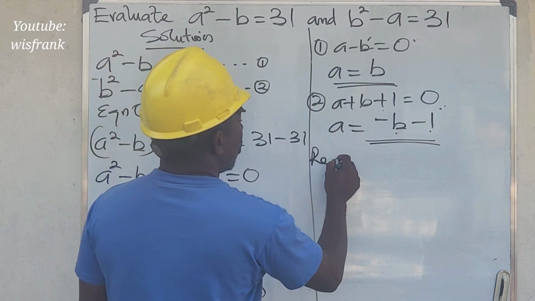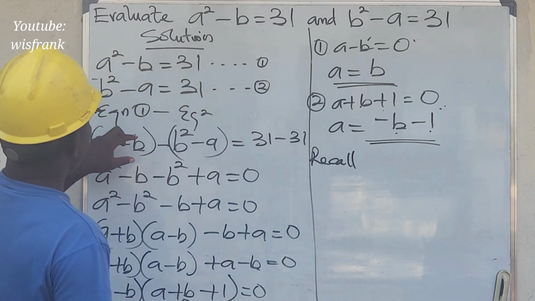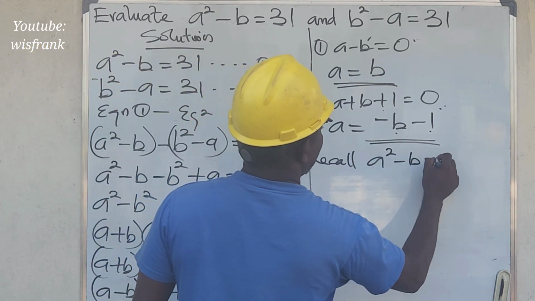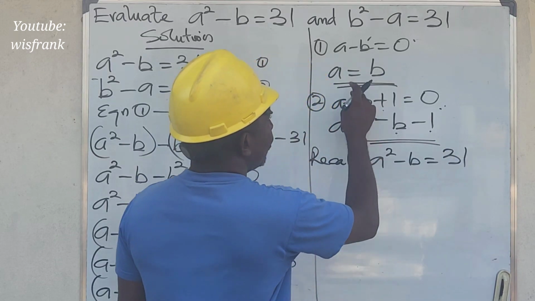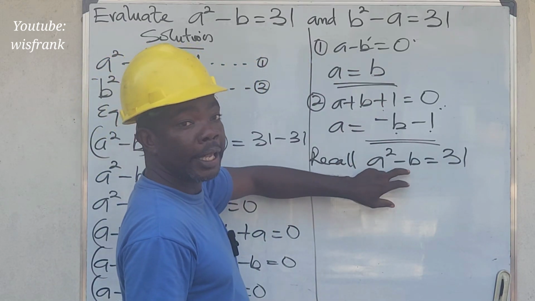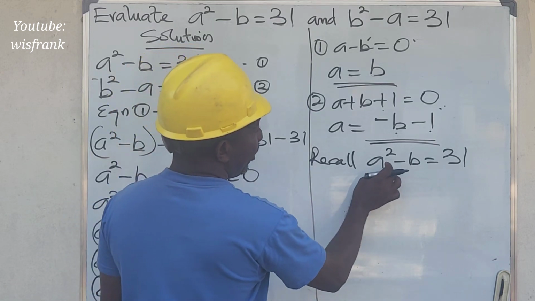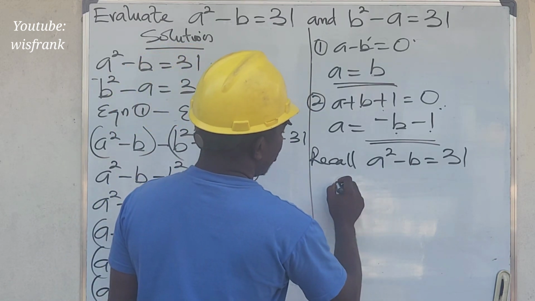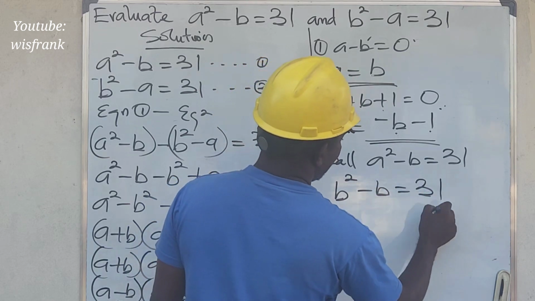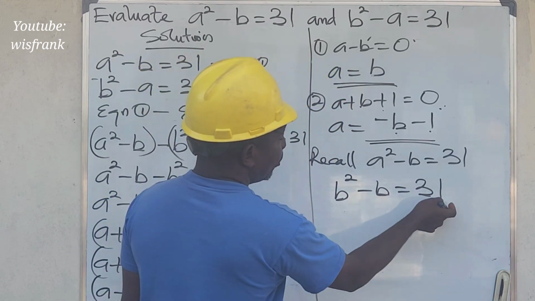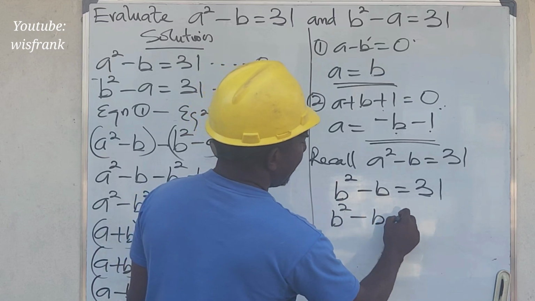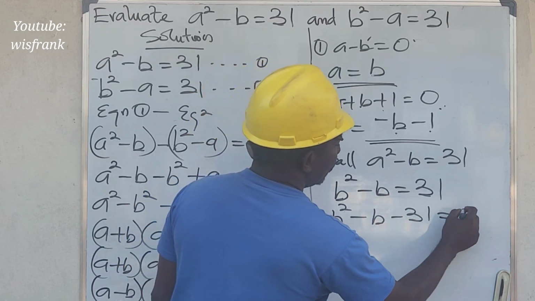Then we recall what we had before, that from equation 1, we have a to the power of 2 minus b equals 31. For case 1, we are going to substitute the value of a as b in this expression. So our a here is b, and this becomes b to the power of 2 minus b equals 31. We can transpose this to the other side. It becomes b to the power of 2 minus b minus 31 equals 0.